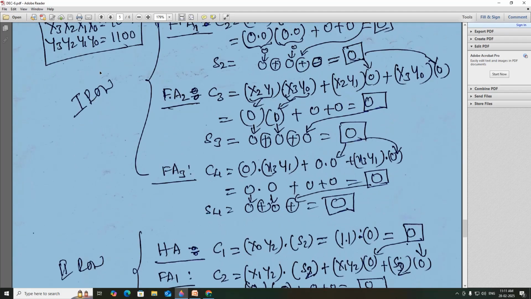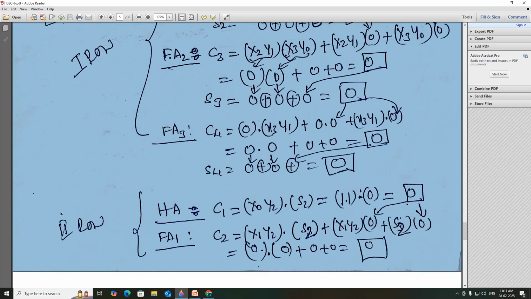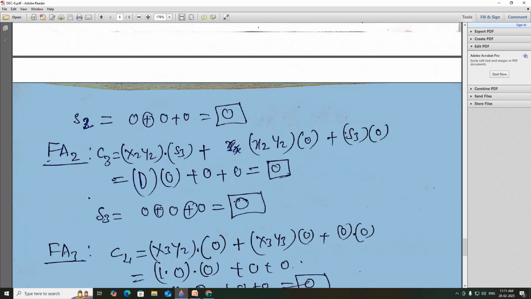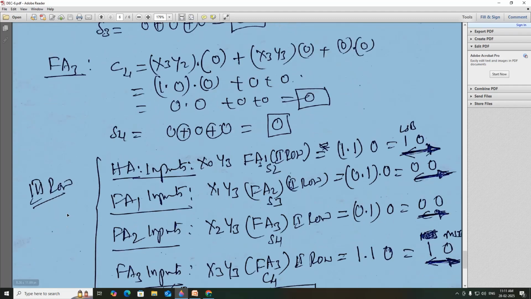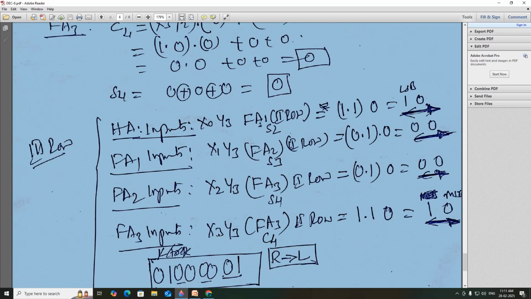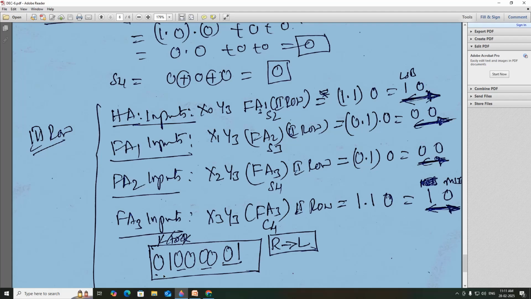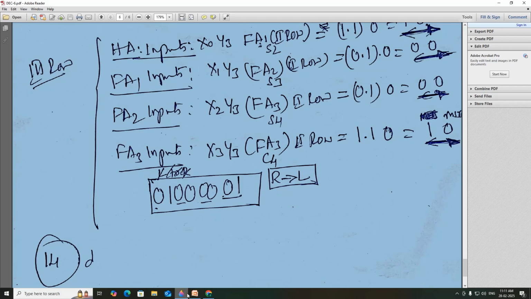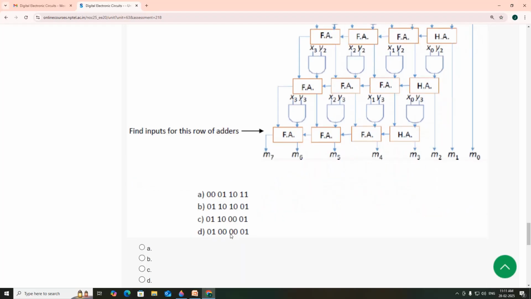This is for the first row. Similarly for the second row, and similarly for the third row. We need to find the half adder, then full adder 1, full adder 2, and full adder 3. Finally what I am getting is 0 1 0 0 0 0 0 1. That is the answer. So the 13th one is 0 1 0 0 0 0 0 1, option D.